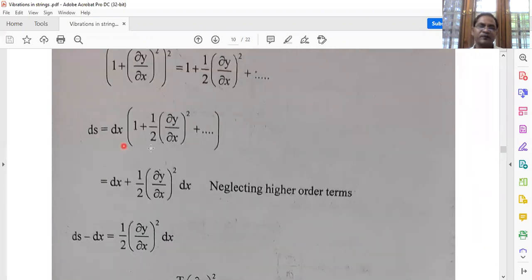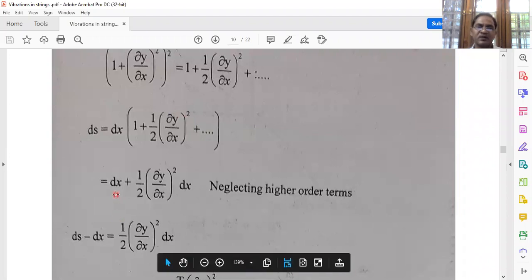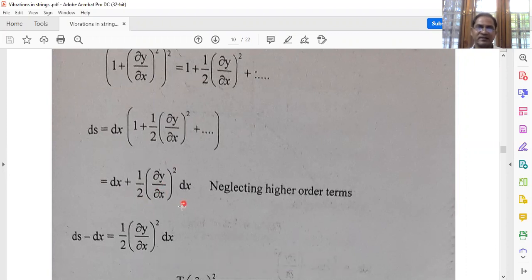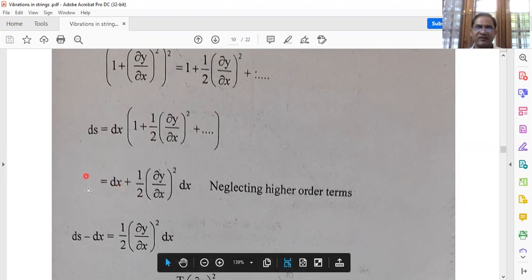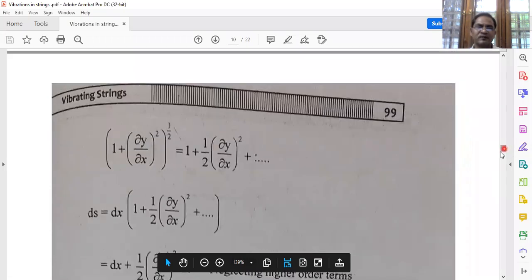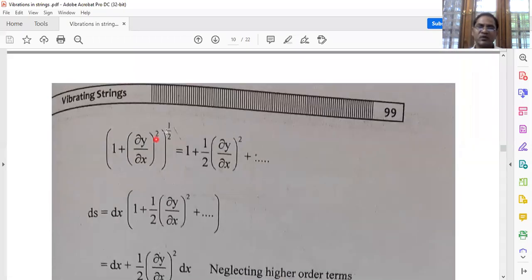ds is equal to dx into 1 plus 1 by 2 (dou y by dou x) whole square, plus and so on. This is equal to dx plus 1 by 2 (dou y by dou x) whole square dx. So bringing the dx to the left side, ds minus dx is equal to 1 by 2 (dou y by dou x) whole square dx.